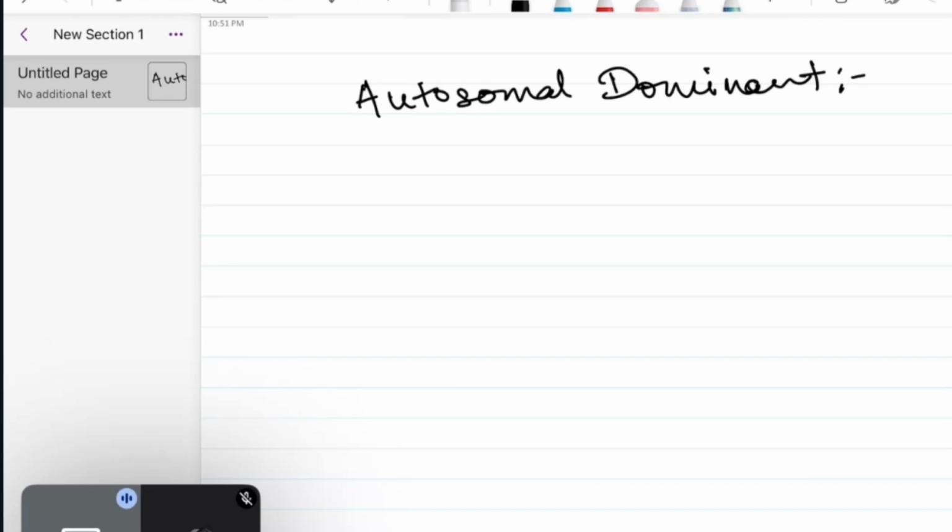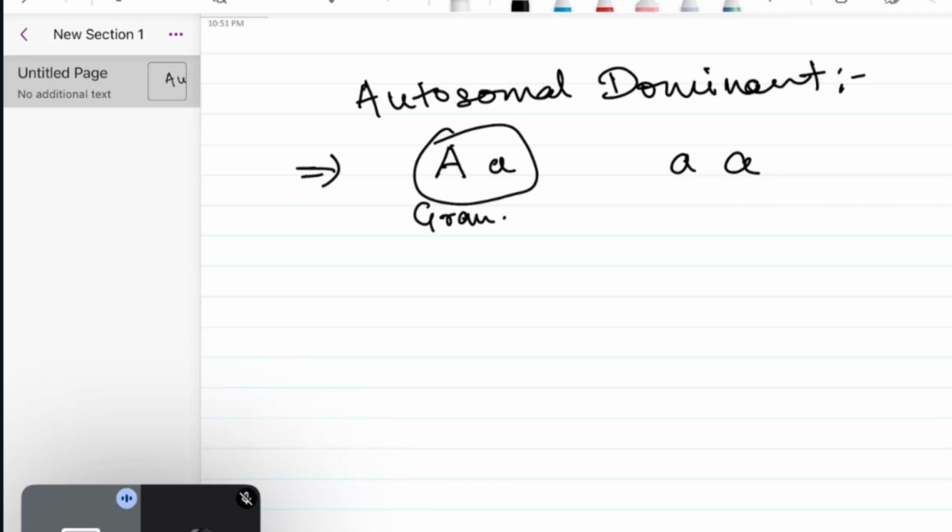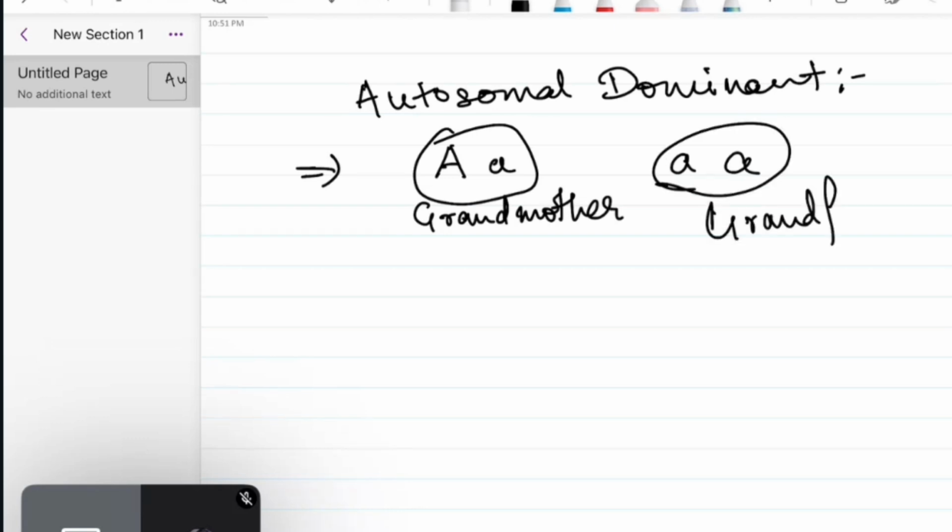Autosomal dominant condition, first you will see, the father was affected and the grandmother was affected, right? So the capital A denotes a dominant gene, and the small a denotes a recessive gene. Okay, now we are talking about the first generation. This is the grandmother. Just remember this is the grandmother. And this was the grandfather.